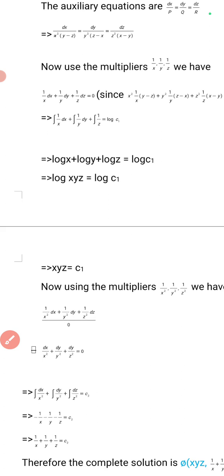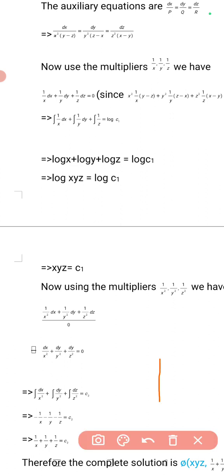Now using another set of multipliers, here what did I use? My other set of multipliers: 1 by x square, 1 by y square and 1 by z square. See, previously I have used 1 by x, 1 by y, 1 by z, and I have just raised the power of x to 2, y to 2 and z to 2, and I have cancelled the terms so that I could get 0, and totally what I am left with? I am left with dx by x square plus dy by y square plus dz by z square equal to 0.